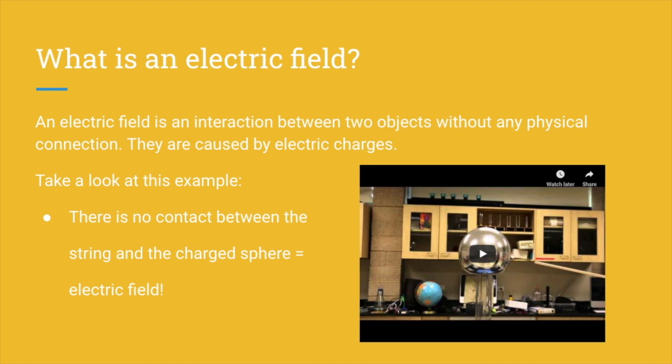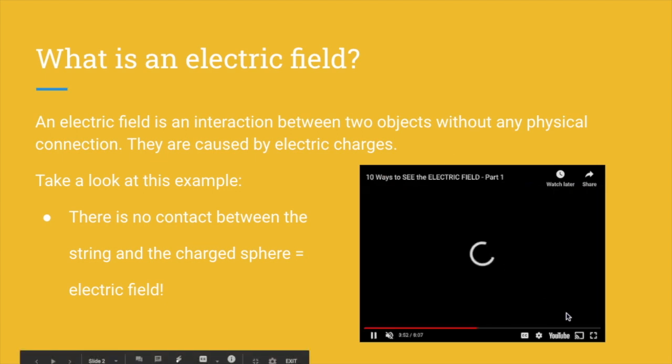An electric field is an interaction between two objects without any physical connection. Electric fields are caused by electric charges. So to visualize this, let's watch a short clip.